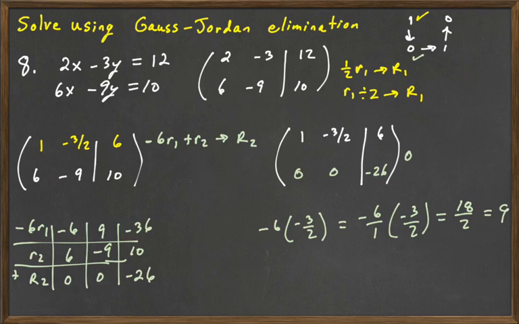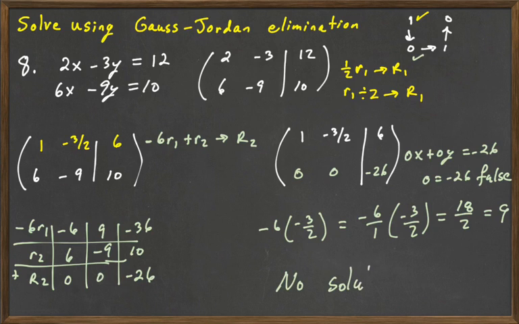Now remember, each row represents an equation. So the bottom row is 0x plus 0y is equal to -26. So this is 0 is equal to -26, and that's a false statement. And so this is going to be no solution. If we were to graph these lines, they would be parallel lines.